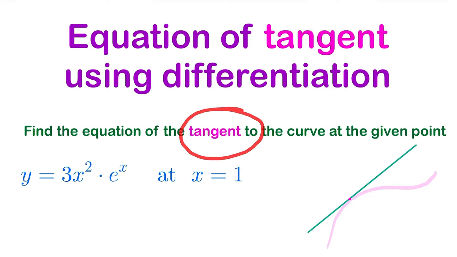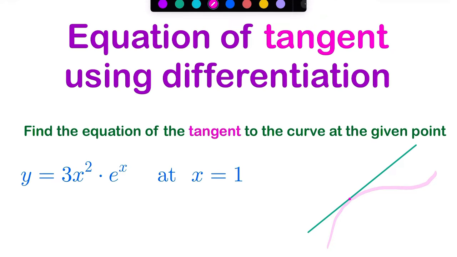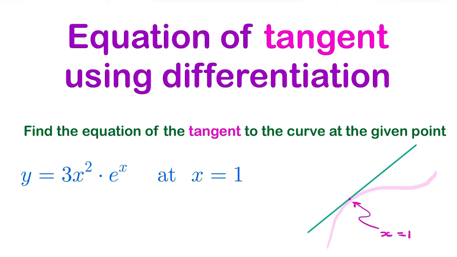To find the equation of a tangent to a curve at a given point, we need to find the gradient of the curve. And the gradient of the curve is simply the derivative dy by dx at that point. So this is the point x equals 1, and this is our tangent.